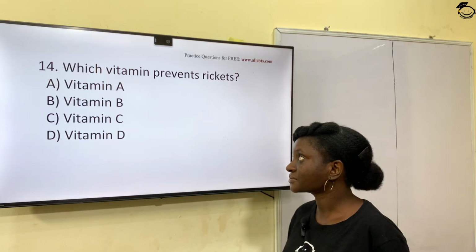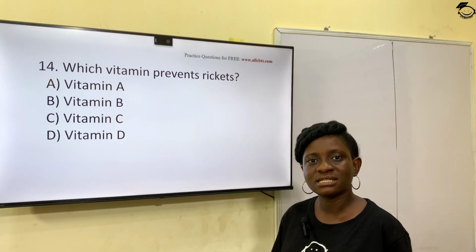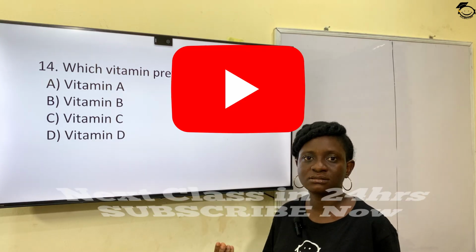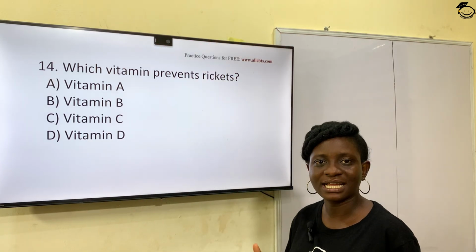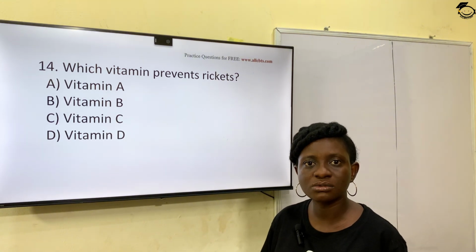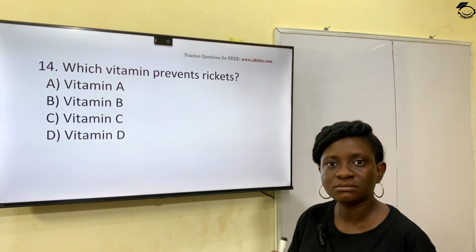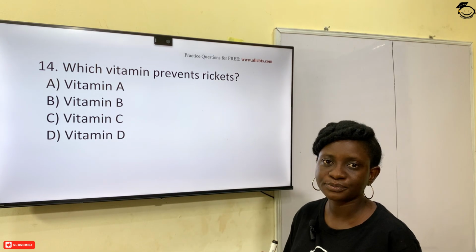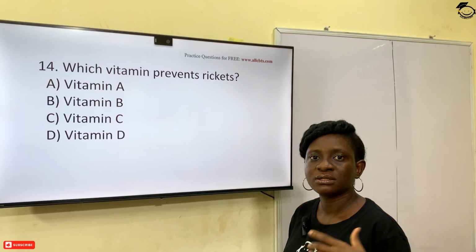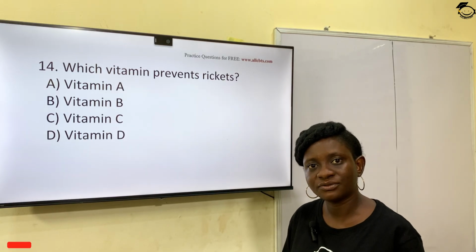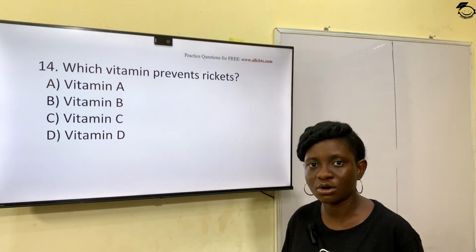Question 14. Which vitamin prevents rickets? So what is rickets? Rickets is a disease that affects mostly children. It results in children having soft bones, not strong bones, and low muscle tone. So it has to do with poor bone formation. It is a result of not getting enough vitamin from the sunlight, and dietary factors can also come into play.